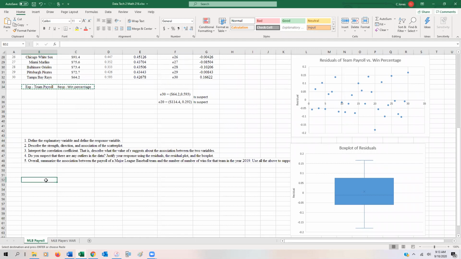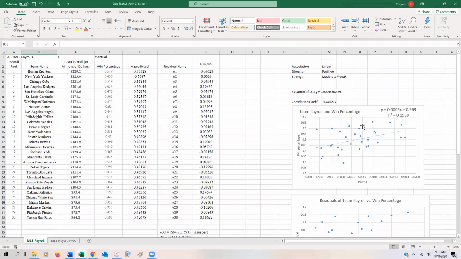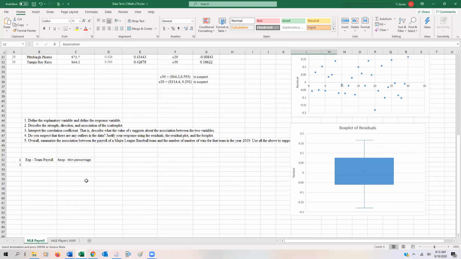So if I was to answer this, and you're going to do this in a Word file, but I'm just doing it here so that way we can just have one screen and not flip back and forth. The answer to one is going to be that the explanatory variable is the team payroll, and that should be able to predict the win percentage. We already did number 2 as well, define the strength, direction, and the association. So we know that we have a linear association. We know that it's positive, but it's a moderate to weak association.